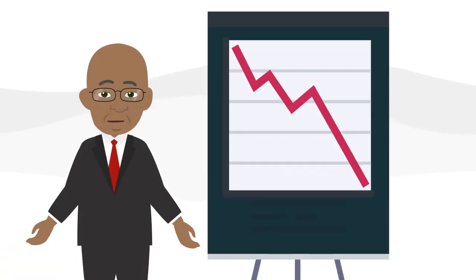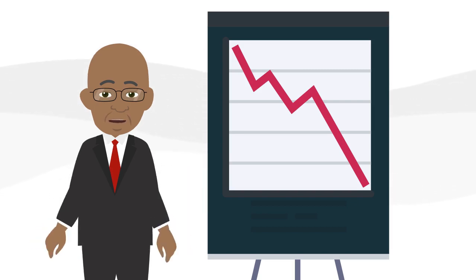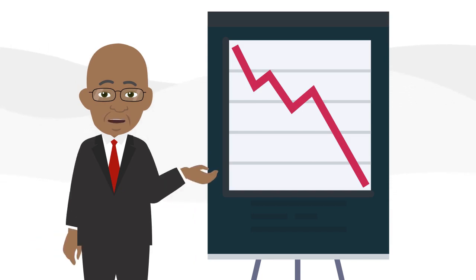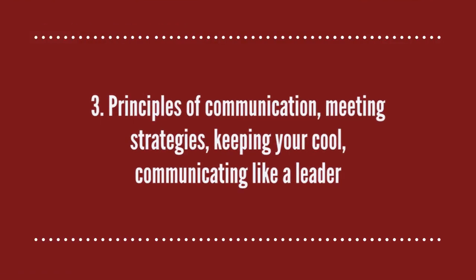Determine also if internal problems over a specific period of time, for example a year, have declined in frequency and severity compared to the previous period. If the changes are discernible, then that was as a result of improved communication. Let's now look at the principles of communication, meeting strategies, keeping your cool, and communicating like a leader.